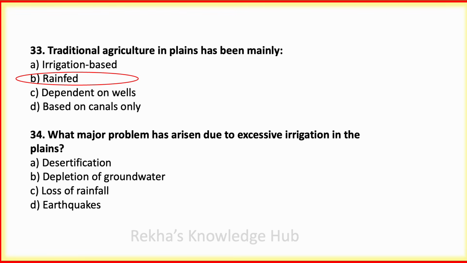What major problem has arisen due to excessive irrigation in the plains? Options are desertification, depletion of groundwater, loss of rainfall, earthquakes. Which is the correct answer? Depletion of groundwater. Irrigation helped to increase agricultural production, but it results in depletion of groundwater.